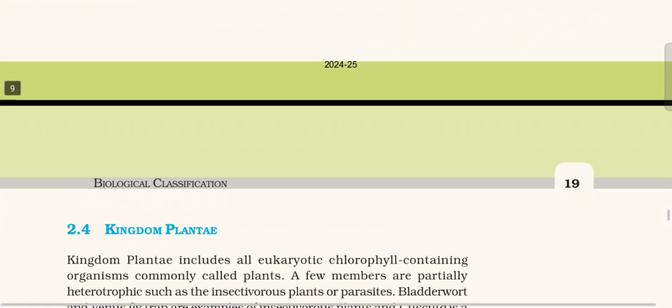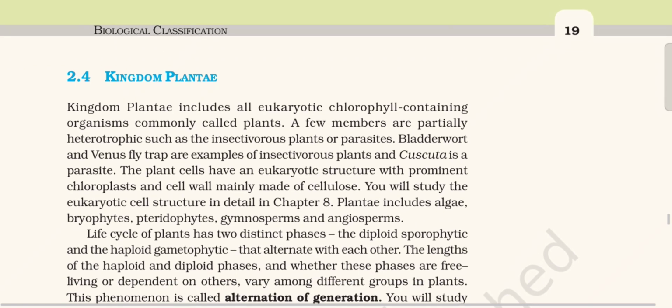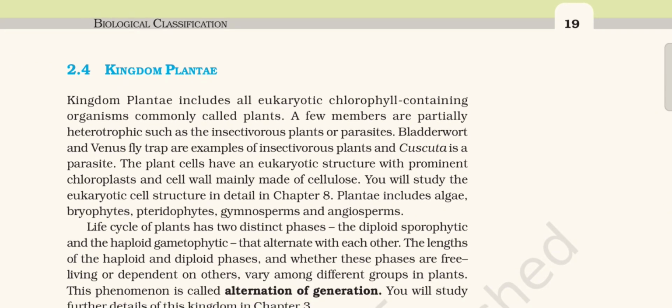2.4 Kingdom Plantae. Kingdom Plantae includes all eukaryotic chlorophyll-containing organisms commonly called plants. A few members are partially heterotrophic, such as the insectivorous plants or parasites. Bladderwort and Venus flytrap are examples of insectivorous plants, and Cuscuta is a parasite. The plant cells have a eukaryotic structure with prominent chloroplasts and cell wall mainly made of cellulose. You will study the eukaryotic cell structure in detail in Chapter 8.